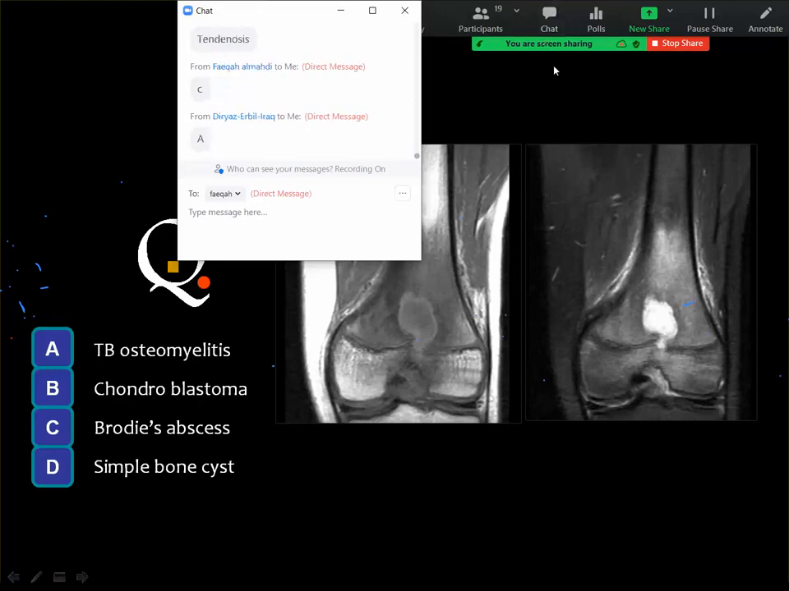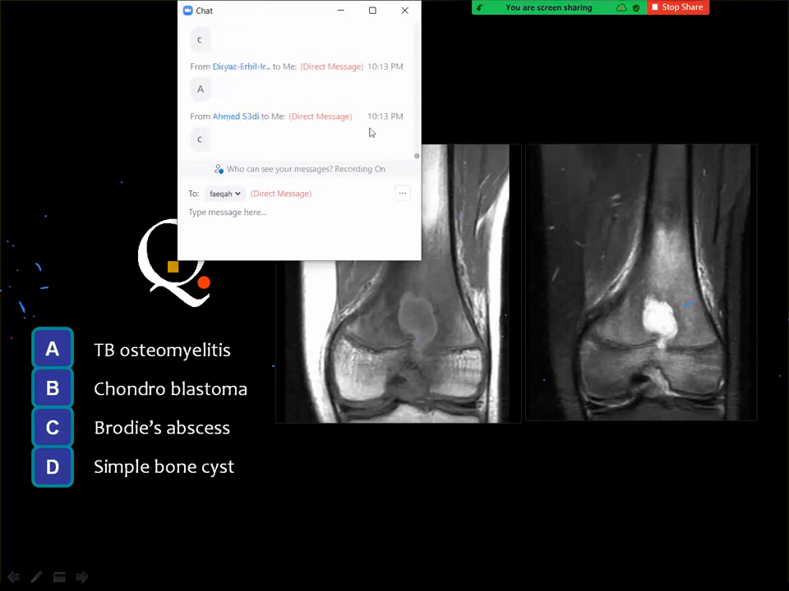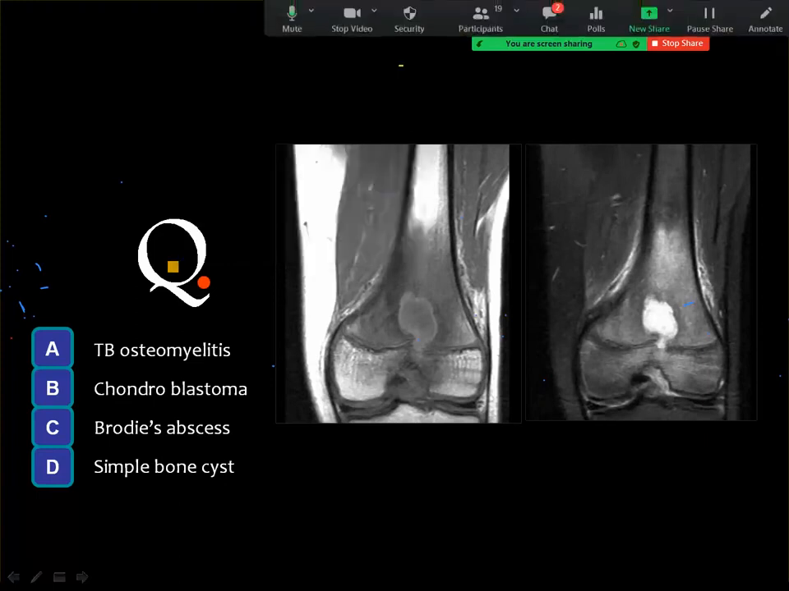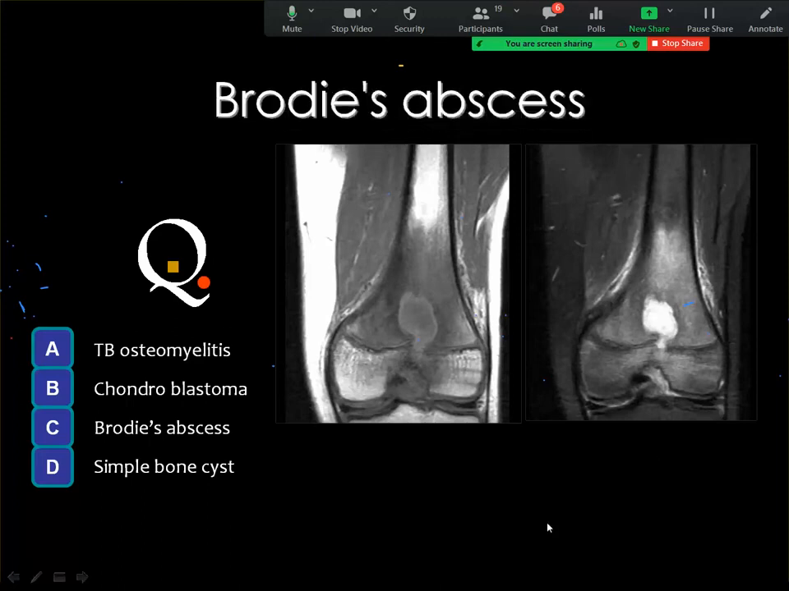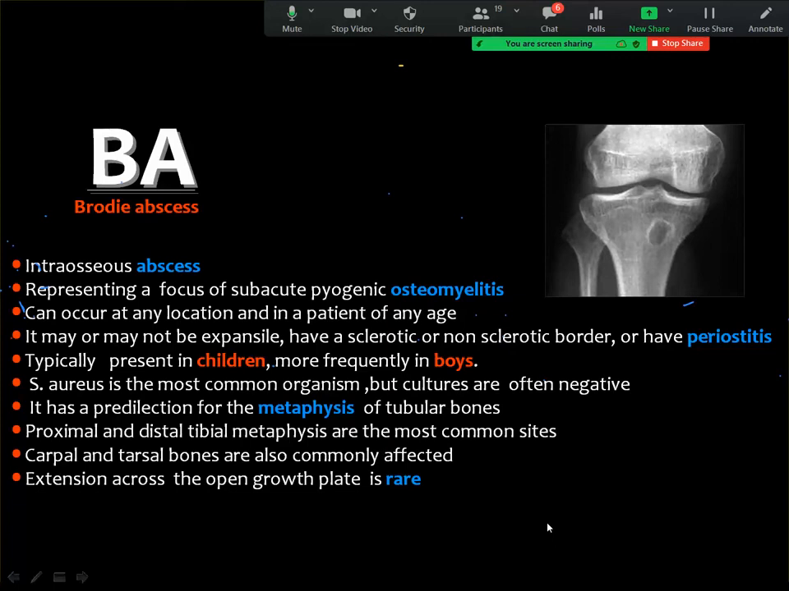C, which means Brodie's abscess, and yes, C is the Brodie's abscess. The answer is right. This is an intramedullary lesion with a high signal margin in the T1 weighted image, surrounded by evident bone marrow edema, as you can see in the T1 and the STIR images. This is the classic appearance of Brodie's abscess.